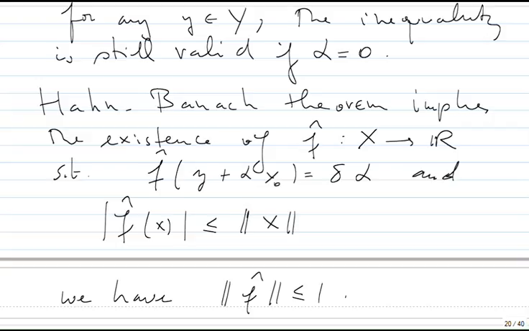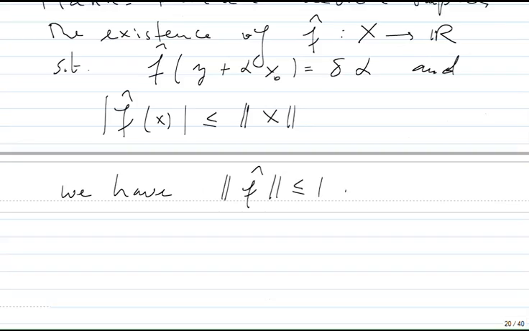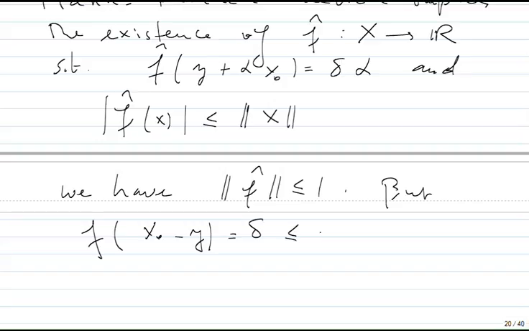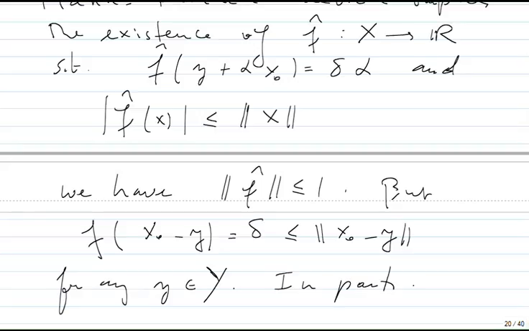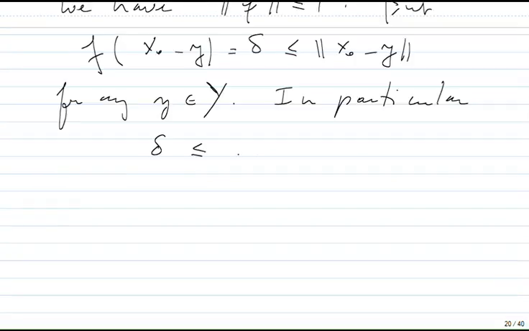Okay, so but f hat of x0 minus y is equal to delta, because alpha is equal to 1, which is less than the norm of x0 minus y for any y in Y. In particular, if we take the infimum, okay, we get delta less or equal than the infimum over y in Y, which is exactly delta.